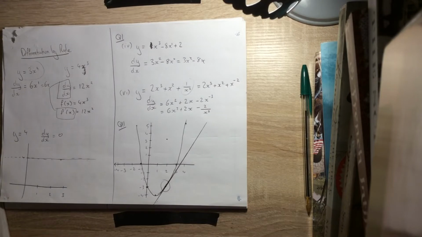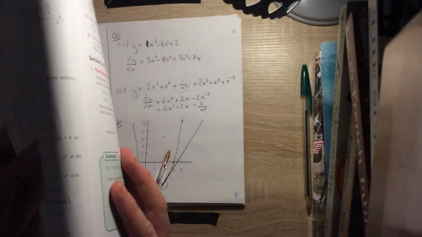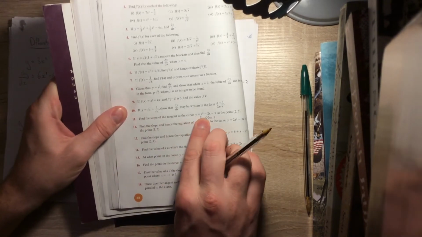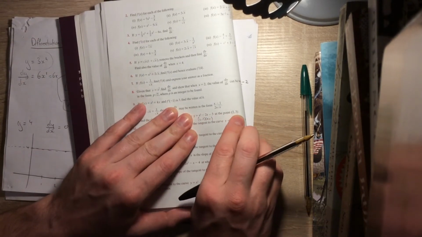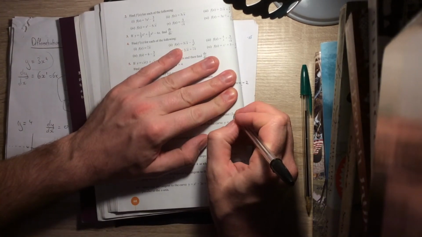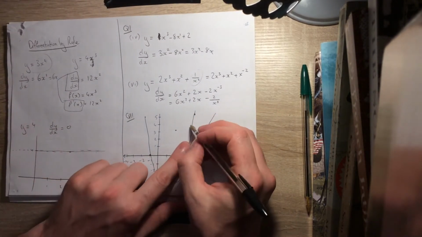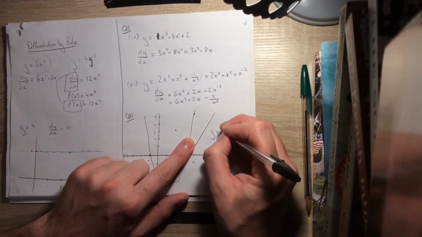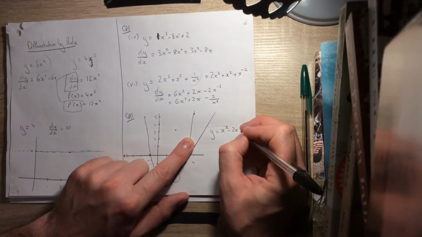Question 11 says, find the slope of the tangent to this curve, x squared minus 2x plus 3, at the point 2, 3. Now, 2, 3 is not on the curve. They mean 2, minus 3. So you can change that unless it's been changed in your book. So here's the curve. The curve is x squared minus 2x minus 3.